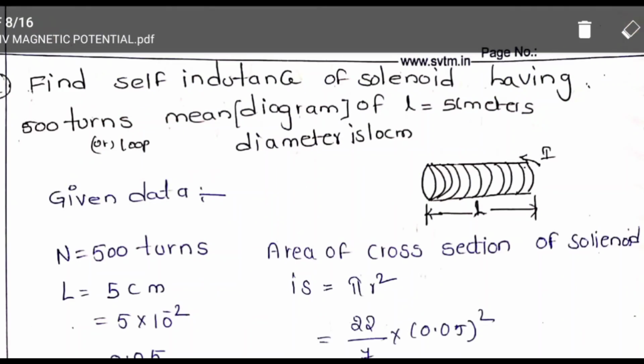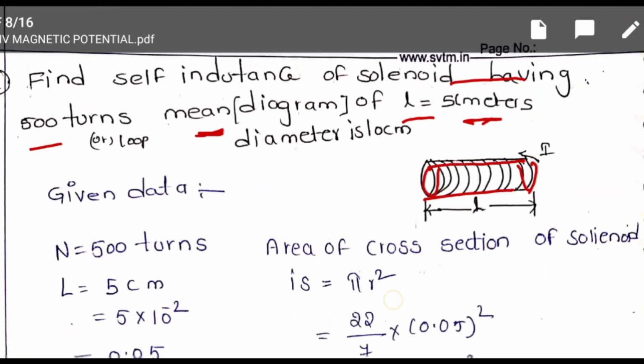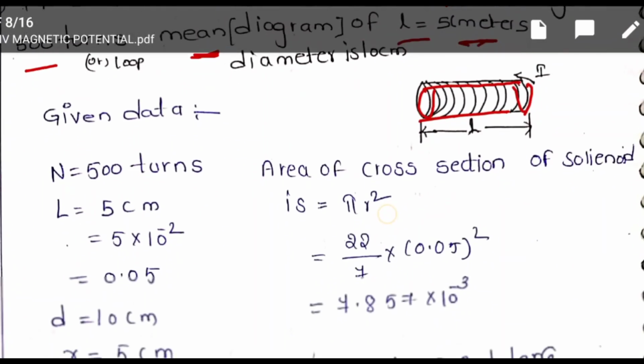Find the self-inductance of a solenoid having 500 turns, diameter of 10 cm, and length L equal to 5 cm. Self-inductance of a solenoid. A solenoid means when a cylinder or any coil, if you wound it on a rod or any hollow cylinder, it is a solenoid. The number of turns is 500.